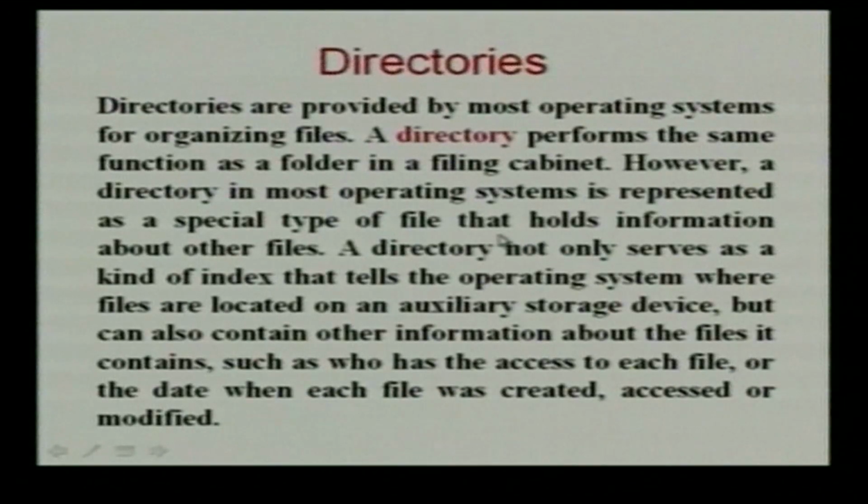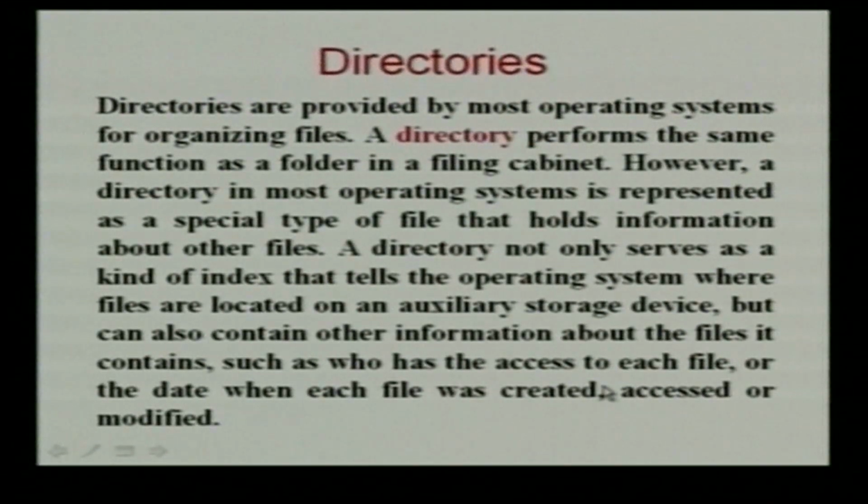So this folder, in computer science terms, files have records, and files will be stored in a folder which we call a directory. However, a directory in most operating systems is represented as a special type of file that holds information about other files. So actually this directory itself is a file only, but it will have information of other files. It serves as an index and tells the operating system where files are located in the auxiliary storage device, and also information about the file in its contents, such as who has access to the file, the date on which the file was created, and when it was last accessed or when it was last modified. All this information can be available in a directory.